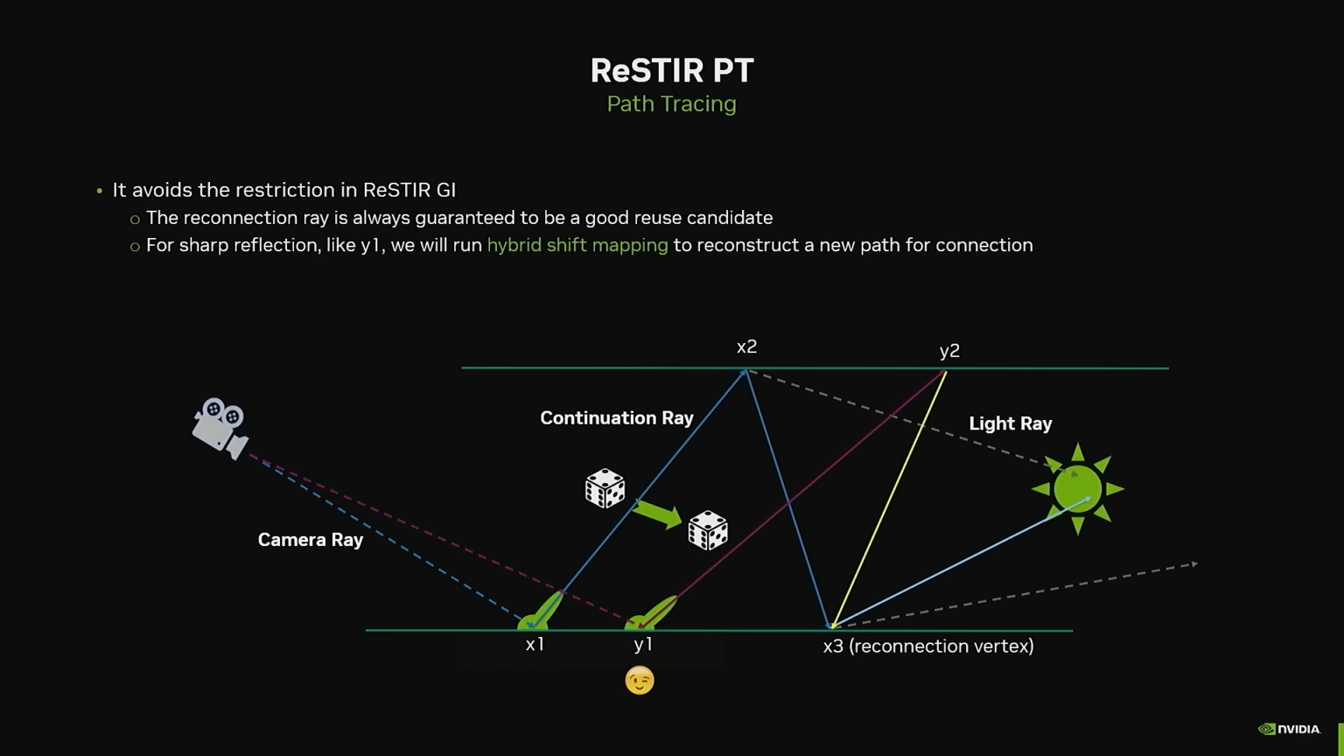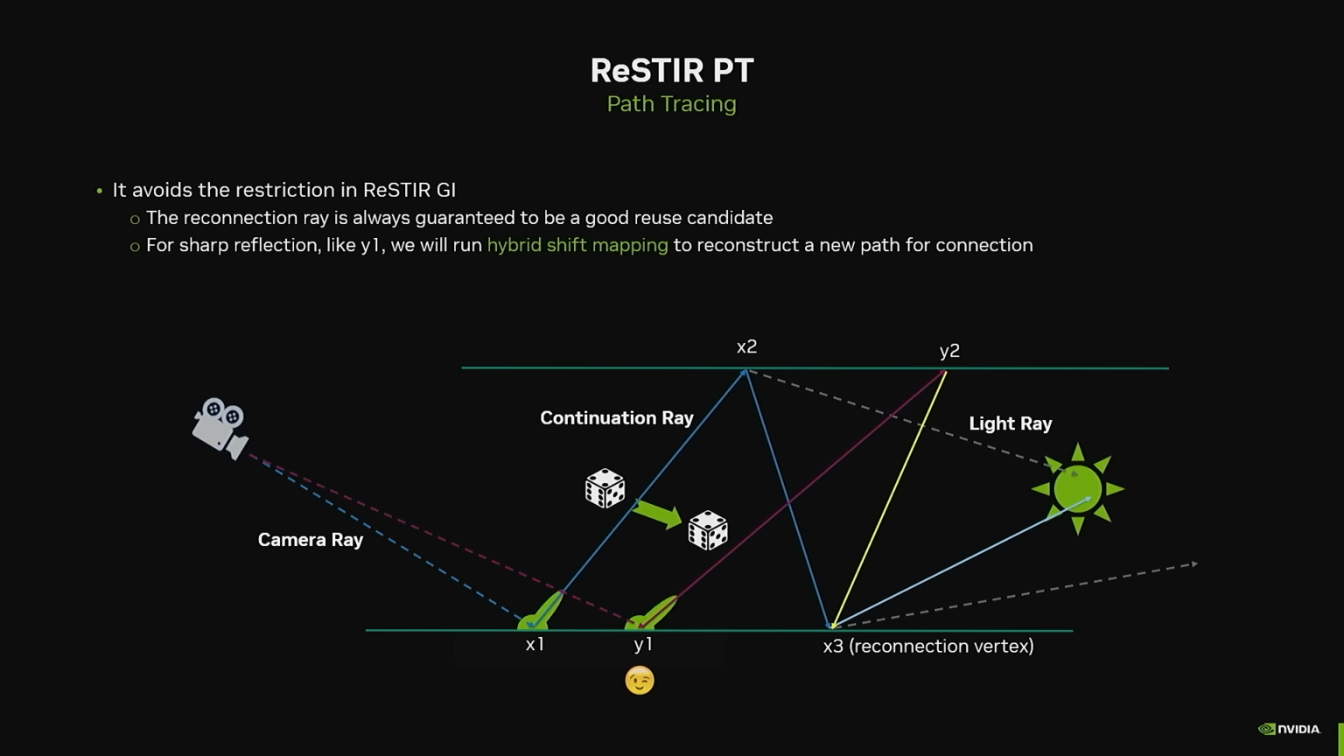Let's just assume so. And during resampling, we apply an algorithm called hybrid shift mapping. First of all, we need to reconstruct a path. We call it the offset path, which is represented by the purple path here.